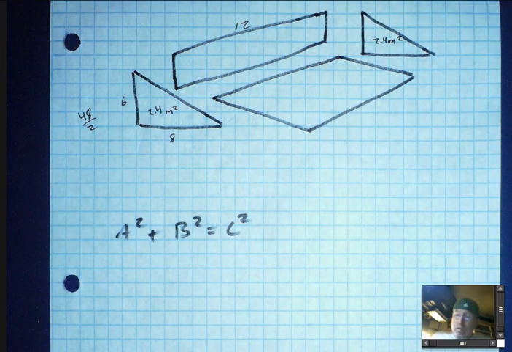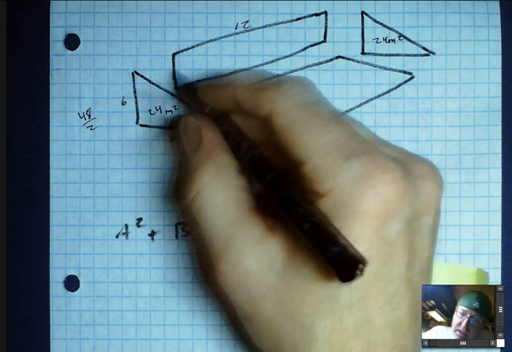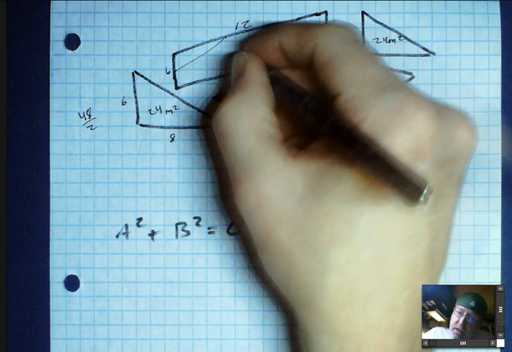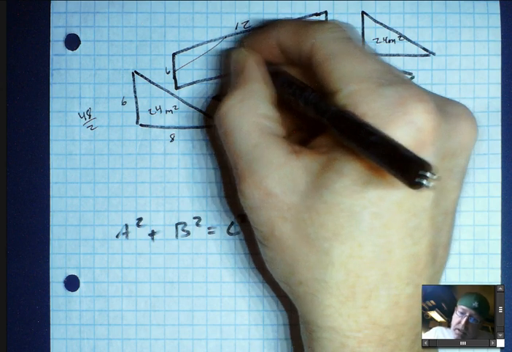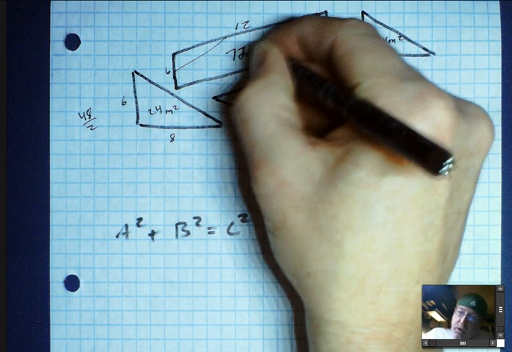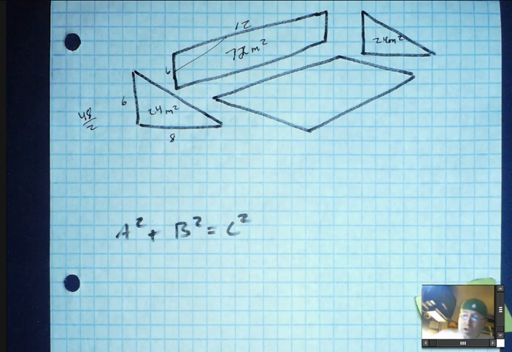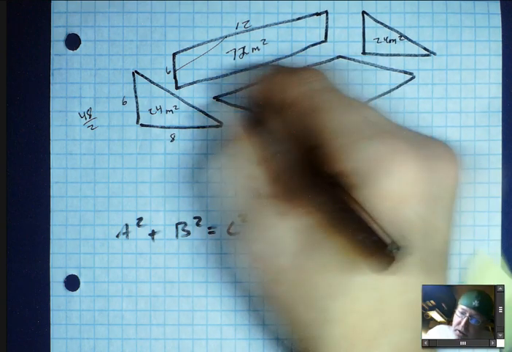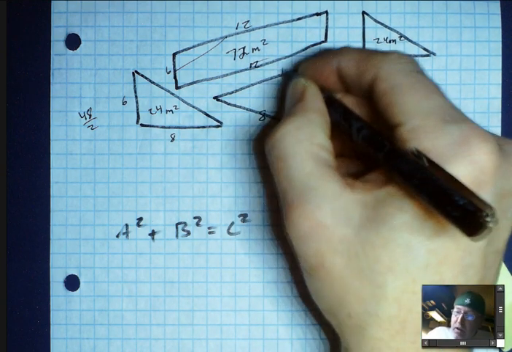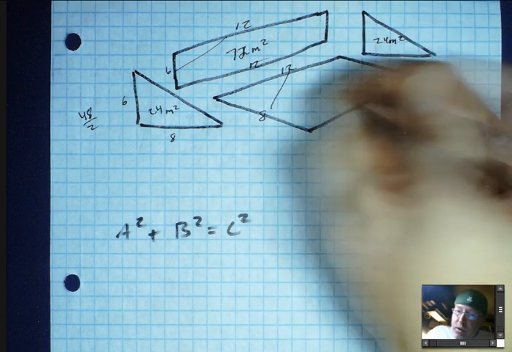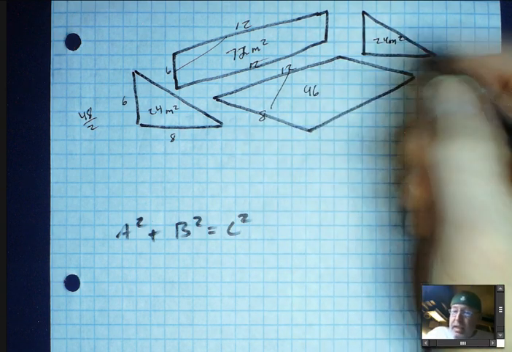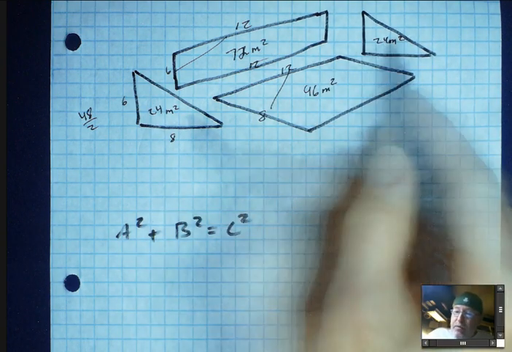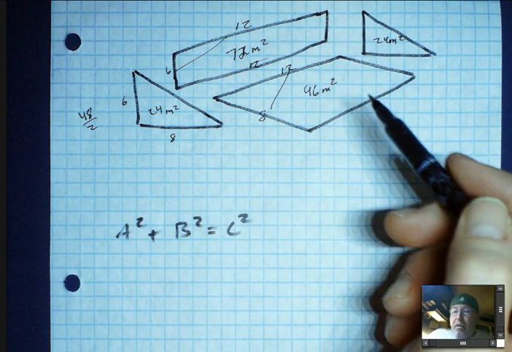Now, if this side here is 6 meters, this side is 6 too. So the area of this one here is going to be 12 times 6, which is 72 meters squared for that side. If this measurement here is 8, that means this measurement is 8. If this measurement here is 12, that means this bottom measurement is 12. So these two, 12 times 8, is equal to 96 meters squared.